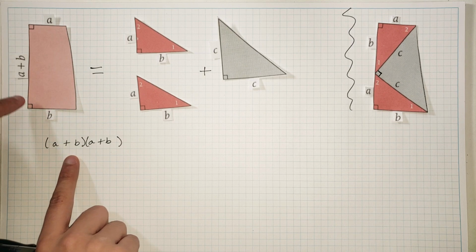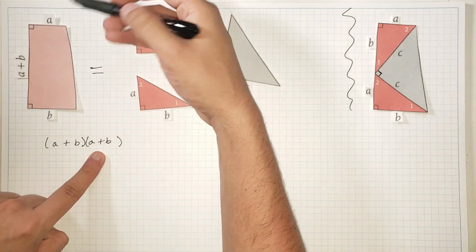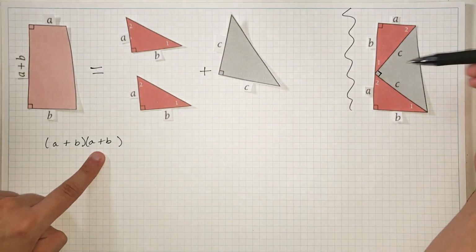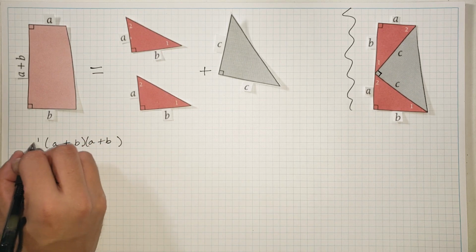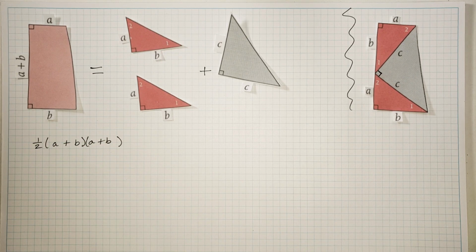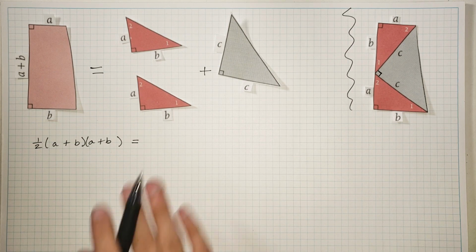And then this one right here, this one is the height. Right? And the height is the distance between the parallel sides, which was A plus B. A plus B. Times 1/2. Right? We need that 1/2. Okay? And that's going to be equal to, now look what we have here.